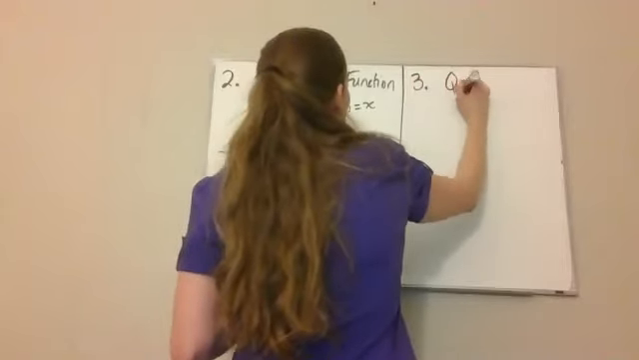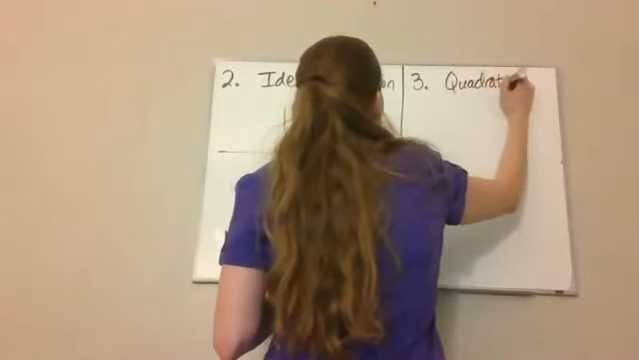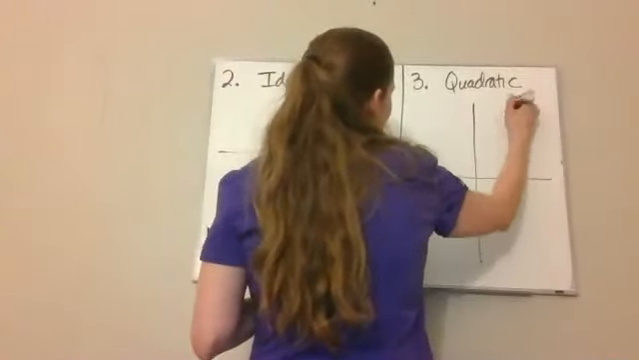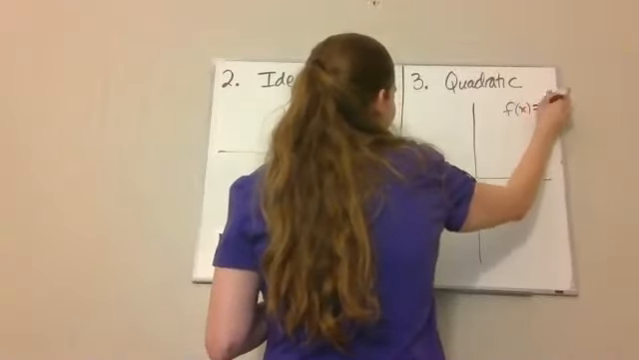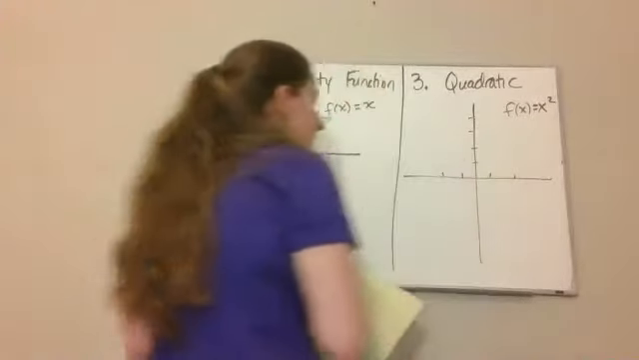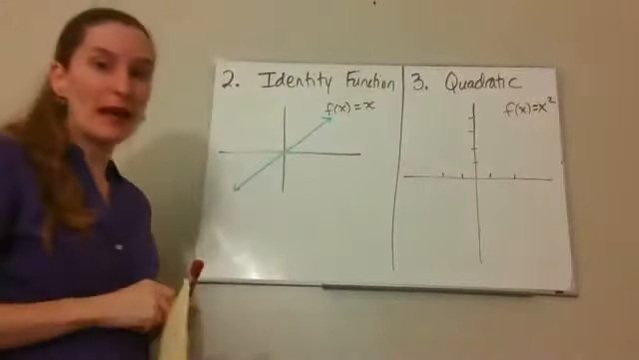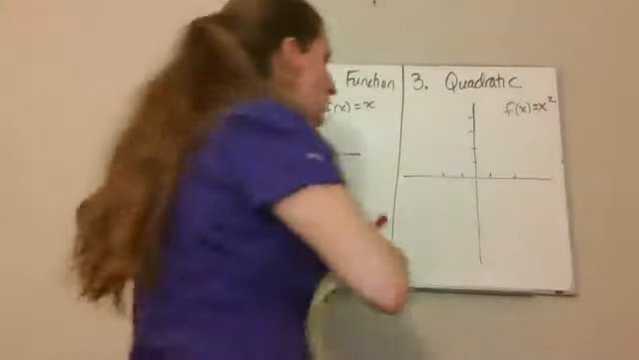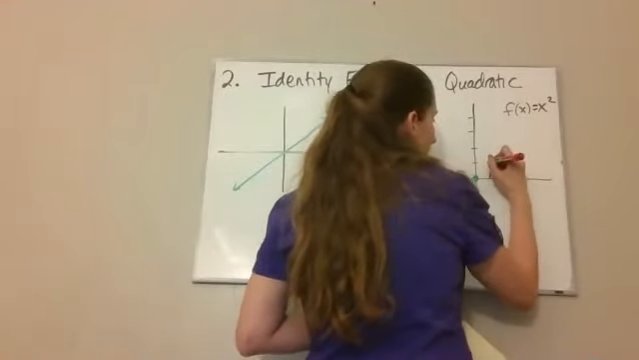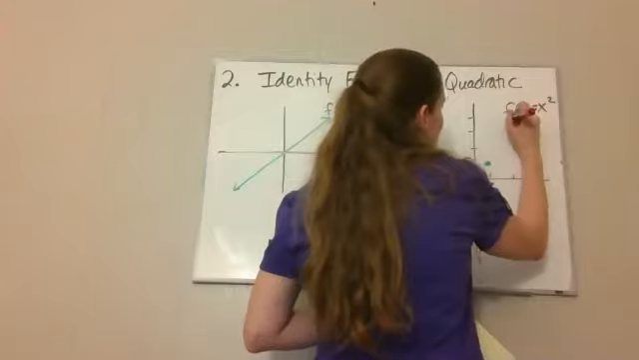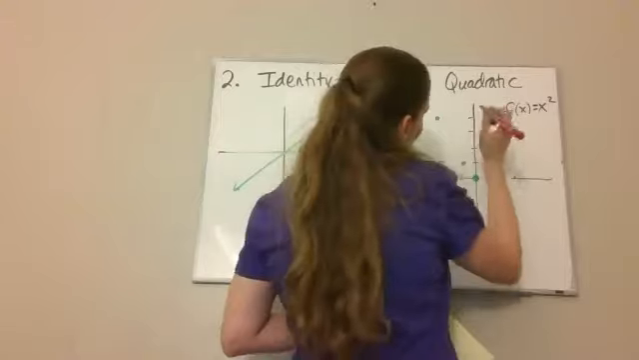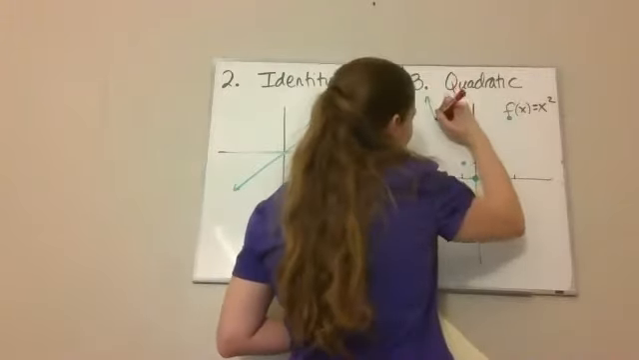Number 3 is your quadratic functions. In particular, the quadratic function f of x equals x squared. So this makes the graph of a parabola, as I'm sure you already know. I'm going to make sure I put my points in the right place to be very precise. It has points at 0, 0, 1, 1, 2, 4, negative 1, 1, and negative 2, 4. And that's usually enough for me to get close to the right shape.